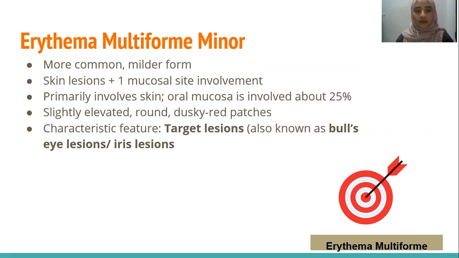The lesion is characterized as slightly elevated, round, dusky red patches. And the characteristic feature of this lesion is that it resembles a target. Therefore, it is called target lesions, also known as bullseye lesions or iris lesions.